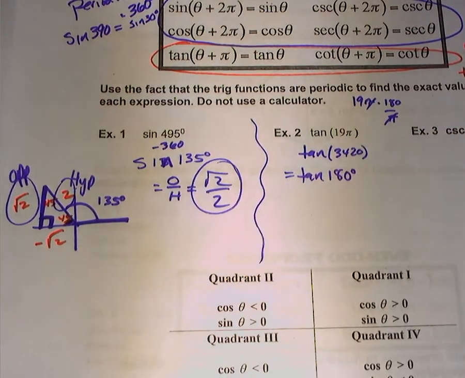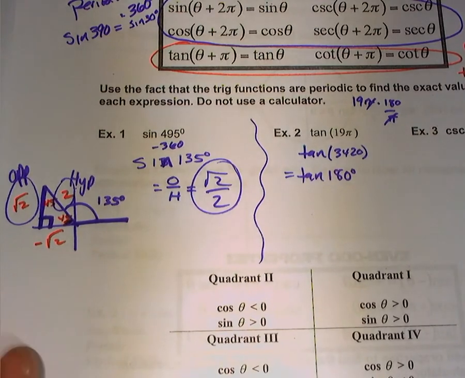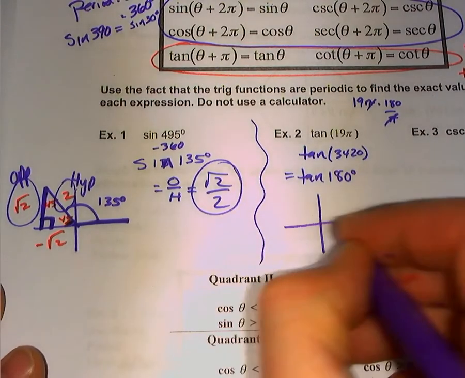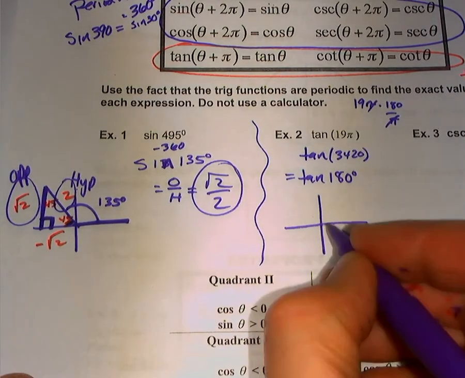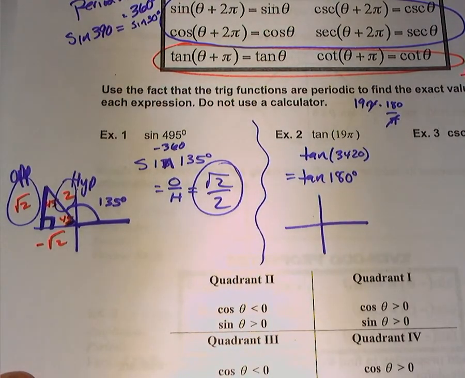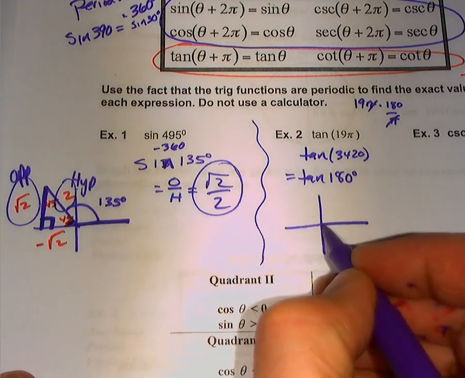Okay? Where's 180? Let's see. I always draw an x and y axis to start. And then I draw my initial side. And where's 180? 90. Ooh, 180 right here.